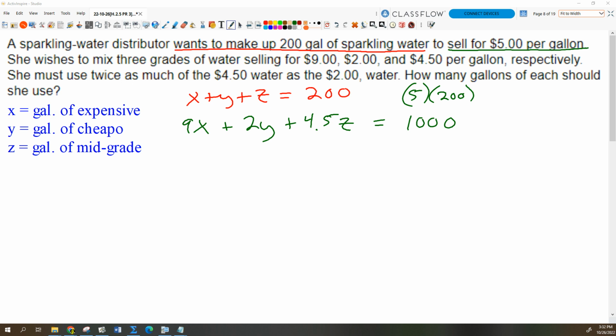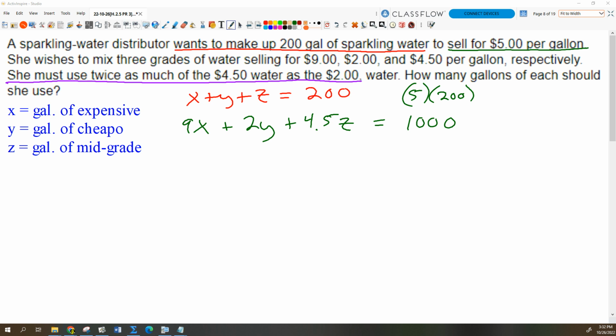So the last one. How many gallons of each should she use if, what else did she say? She must use twice as much of the $4.50 water as the $2 water. So how are you going to say that as an equation? Okay, you're close. You'd need X and Y, exactly. No, sorry, Y and Z, I think, right?